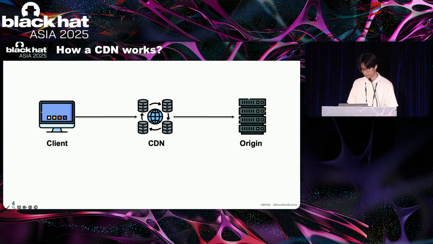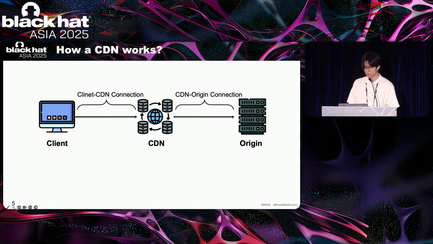Let's take a closer look at how a CDN works. When a client sends a request to access a website, it's first directed to a nearby CDN server. Then the CDN server forwards the request to the origin server if it missed the cache. In this scenario, the end-to-end connection between the client and the origin server is broken into a client-CDN connection and a CDN-origin connection. This intermediary role is key because it allows the CDN to process and filter traffic before forwarding it to the origin server.